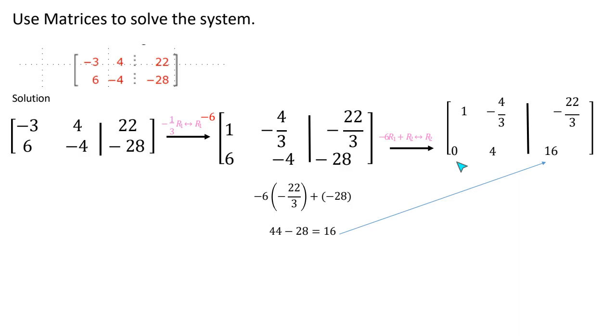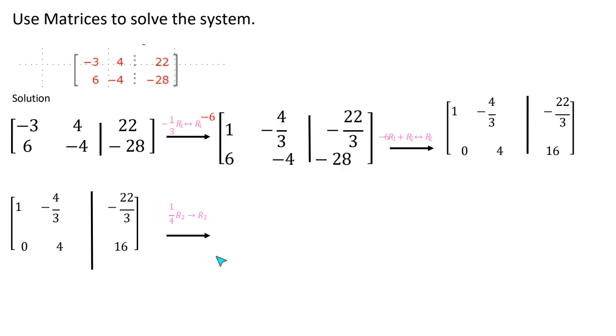The next step is I need to have a 1 where this 4 is located. So in order to make this a 1, I'm going to multiply this 4 by its reciprocal, which is 1/4, and then that's going to change it to a 1. So I'm going to have 1/4 times row 2, and whatever answer I get, I'm going to place in row 2. So let's see how that would look.